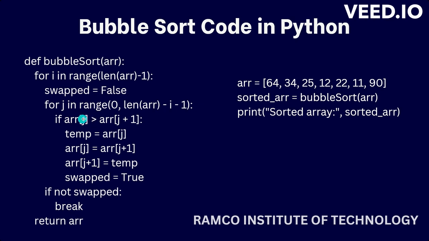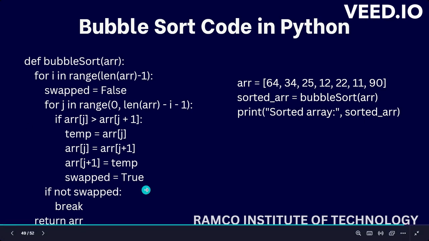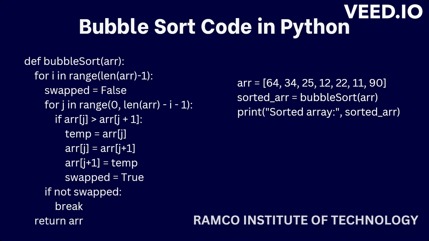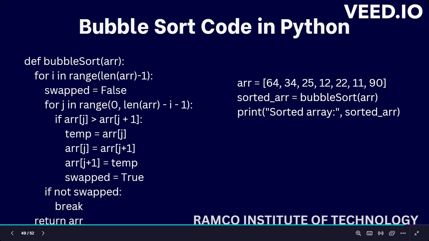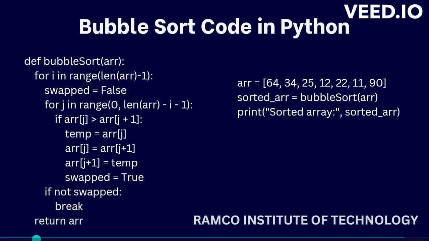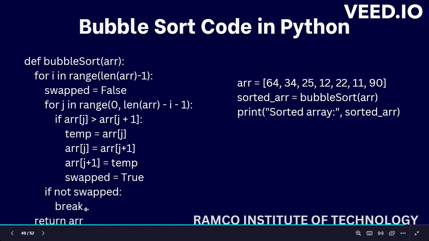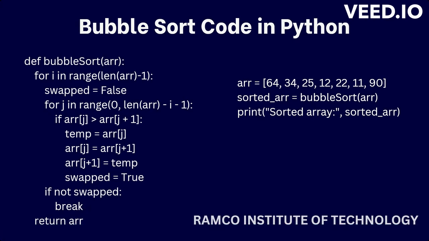Inside the inner loop, the adjacent elements are compared, that is, array of j is compared with array of j plus 1. If the current element is greater than the next element, they are swapped. If any swap is made within the inner loop, the swap variable is set to true. If no swaps are made, it means the array is already in sorted order, and the outer loop is terminated using the break statement. Finally, the sorted array is returned.